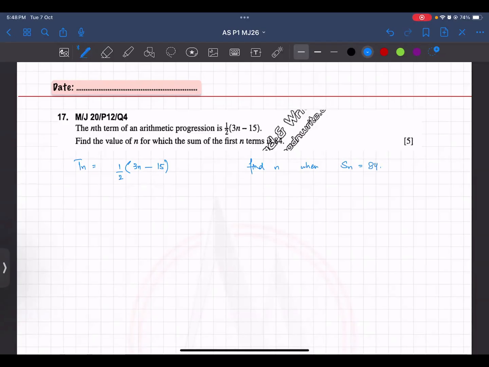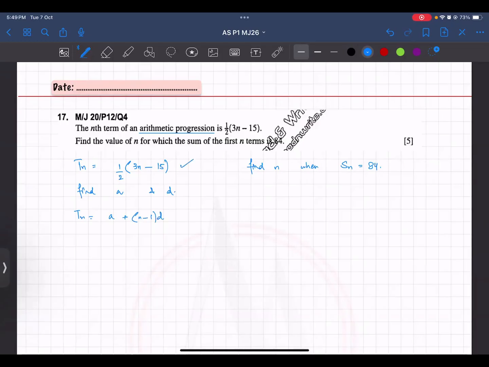So for the sum of the first n terms, you need the value of a and the value of d. You don't have it because it is an AP. So what would you do? Find a and d somehow using this Tn formula. And how can we do that? We know the Tn formula is a plus n minus 1 into d.